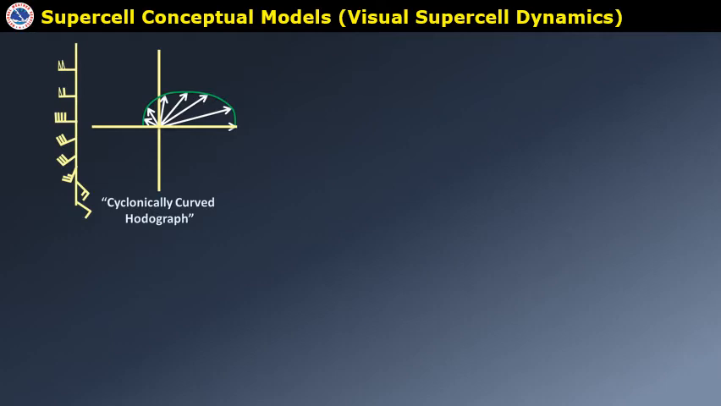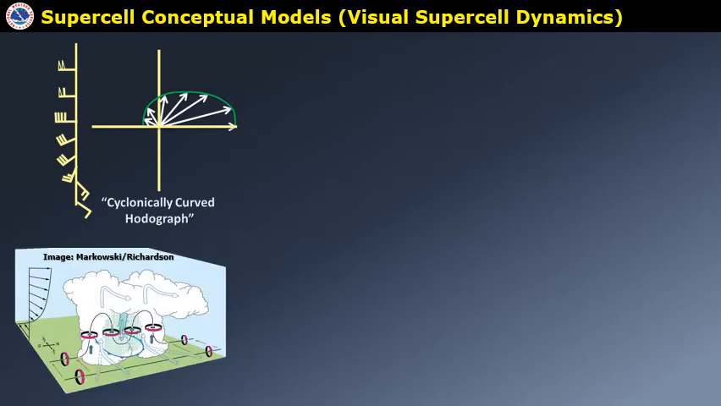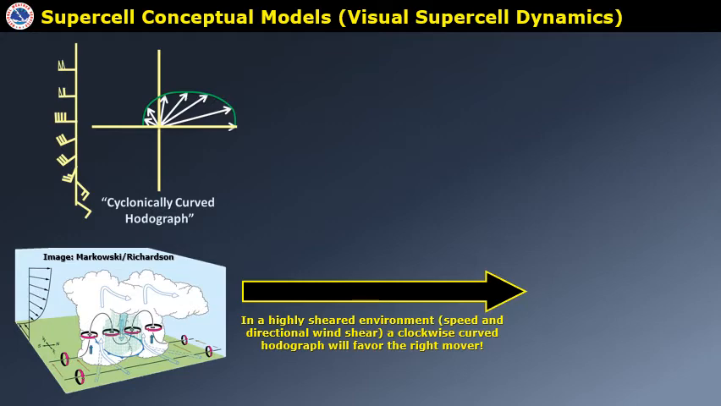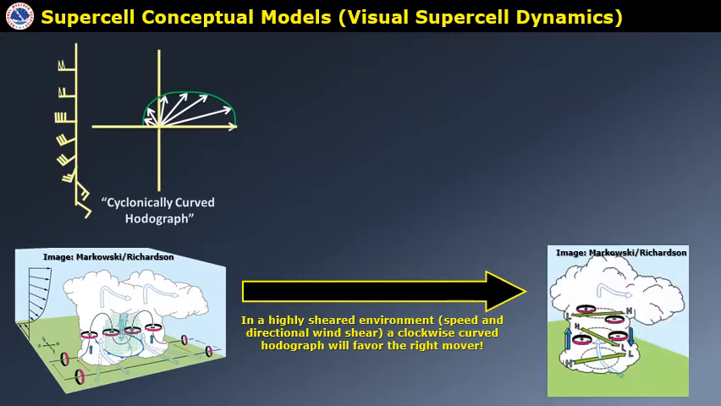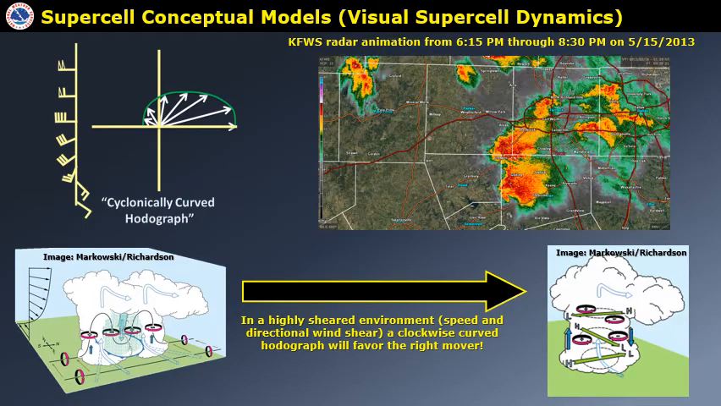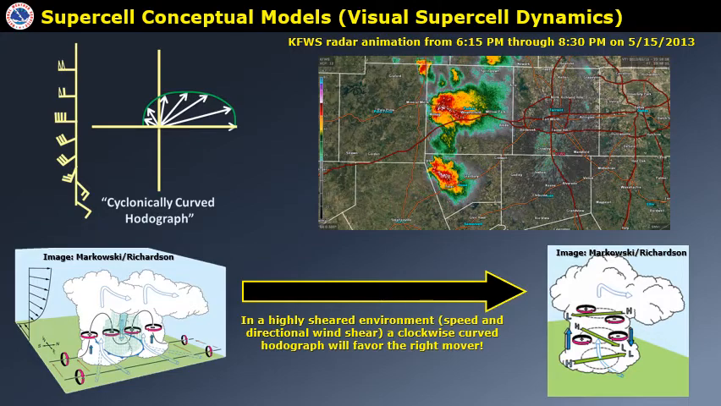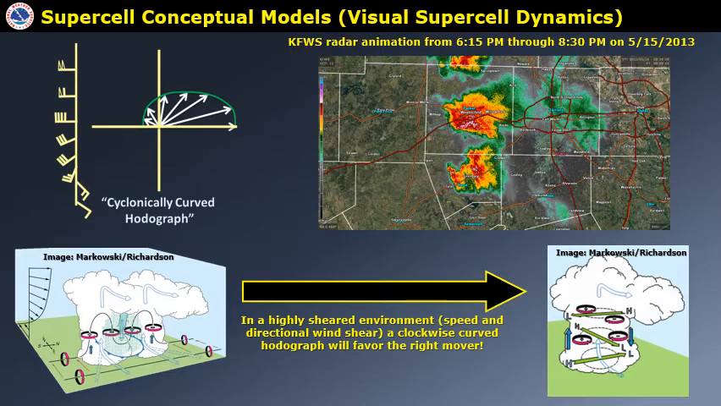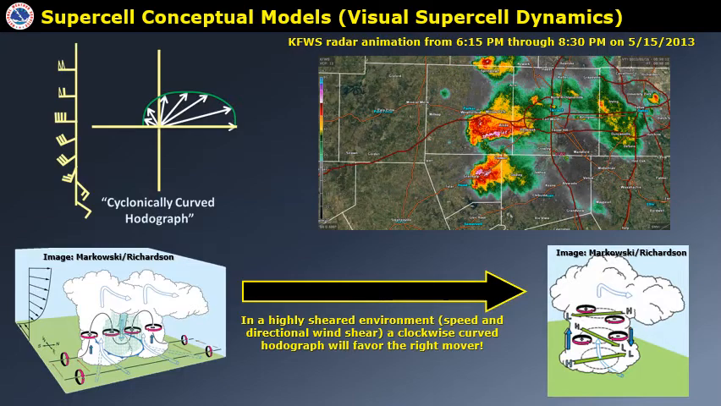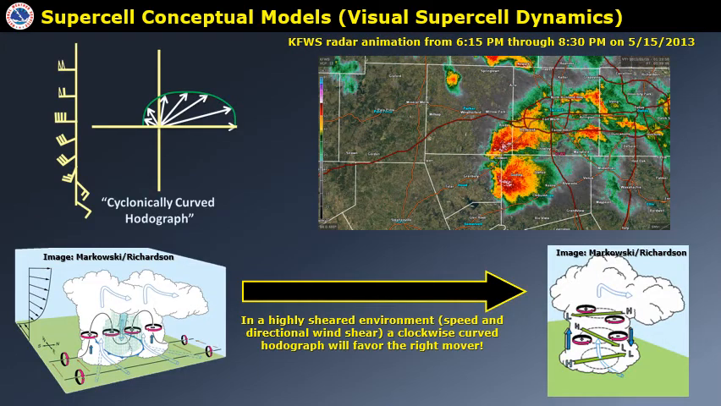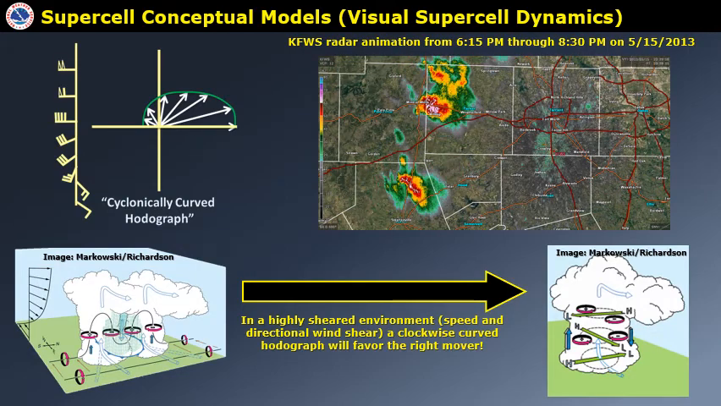Now, if we do get splitting supercells in this type of environment, typically the right-moving supercell will be favored. On the other hand, the left-moving supercell is typically not favored and will often diminish and weaken sooner than its right-moving counterpart. Here's a radar animation that shows an environment characterized by a sharply curved hodograph in which the right-moving supercells are favored. We'll go through this radar animation in greater detail in the coming slides.